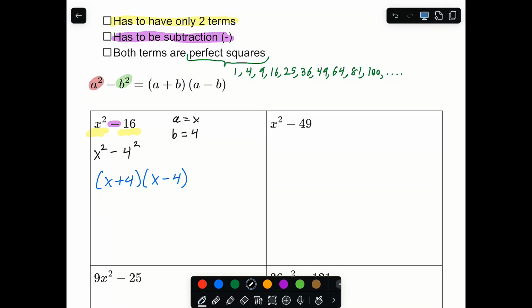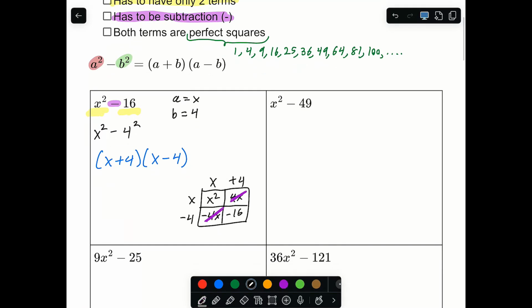You can check your answers by using a box. So if you multiply out both this x plus 4 and this x minus 4, you'd get x squared, 4x, negative 4x, and then negative 16. And then you can see that the 4x and the negative 4x would cancel out, leaving you with just x squared minus 16, which is what we started with.